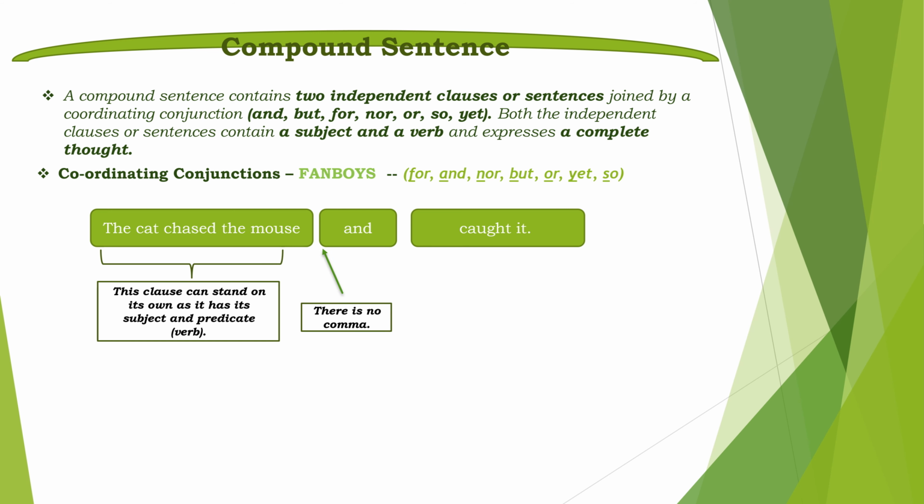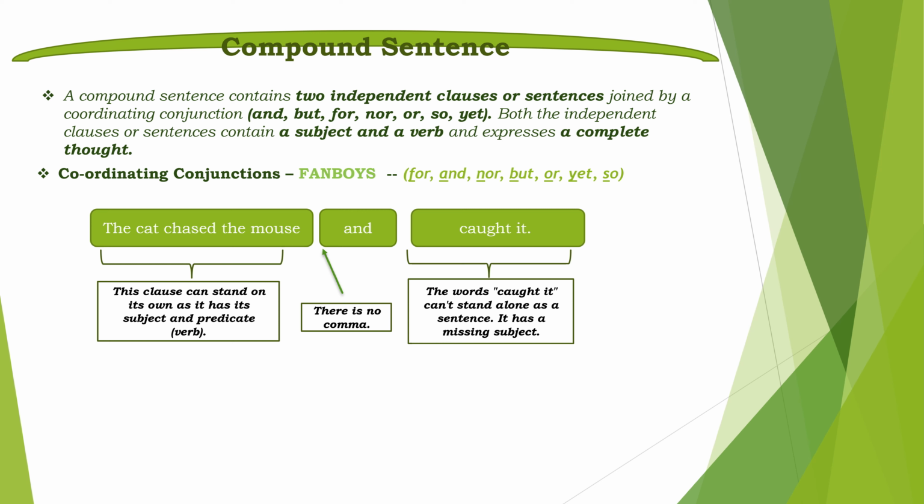There is no comma used before a coordinating conjunction and. The second part of the sentence, caught it. These words can't stand alone as a sentence. It has a missing subject.